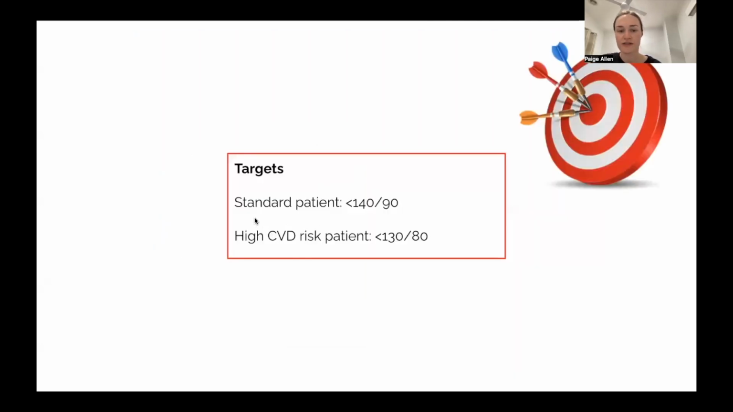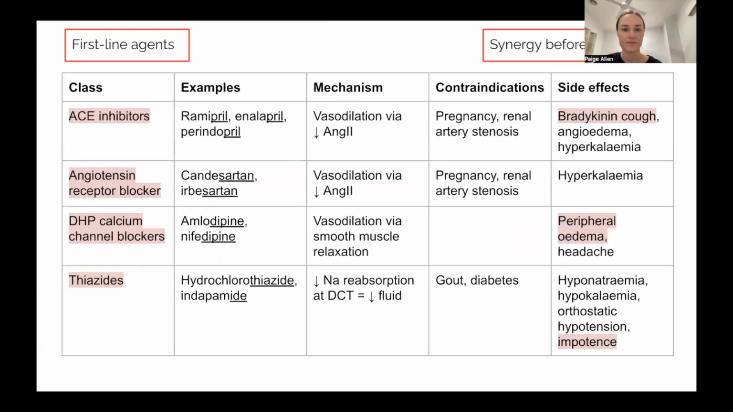So in general, for a standard patient, the target is less than 140 on 90. And for someone with cardiovascular disease, or high levels of cardiovascular disease risk, you want their target to be less than 130 on 80. So like diabetics, for example.